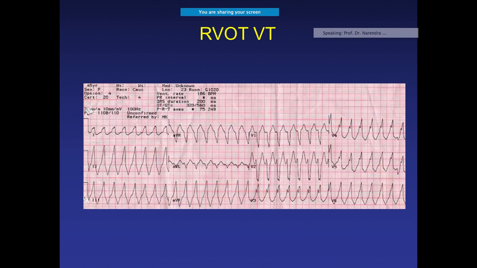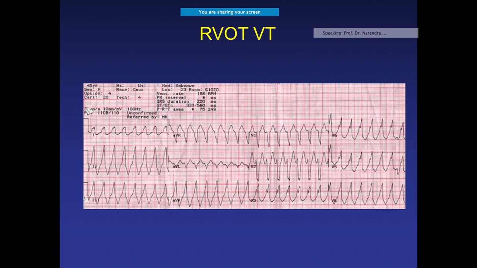Can anyone tell me how you diagnose a RVOT VT? How do you diagnose it? Anyone would like to say? So why do you say VT? As I had said, there's AV dissociation. Then after that, you'll look at the morphology of V1 to V6. So it will be of left bundle branch block. Then after the left bundle branch block, you know the origin is in the right ventricle. Then you look at the axis in the inferior leads, like 2, 3, aVF. If it is positive, then it is pointing to the outflow tract. Okay? And this is how you know the RVOT.